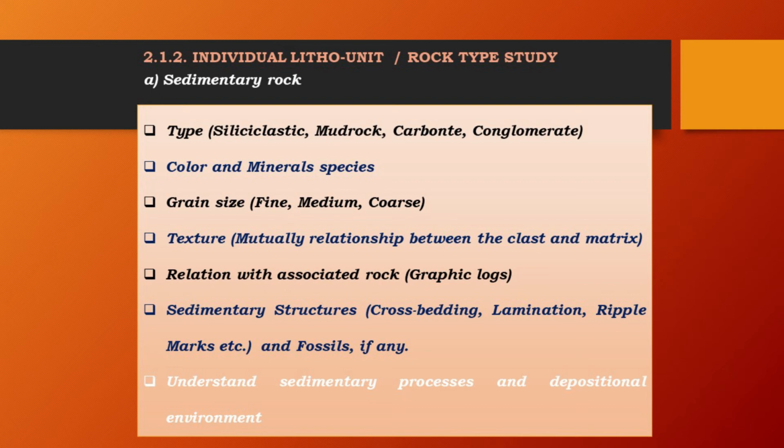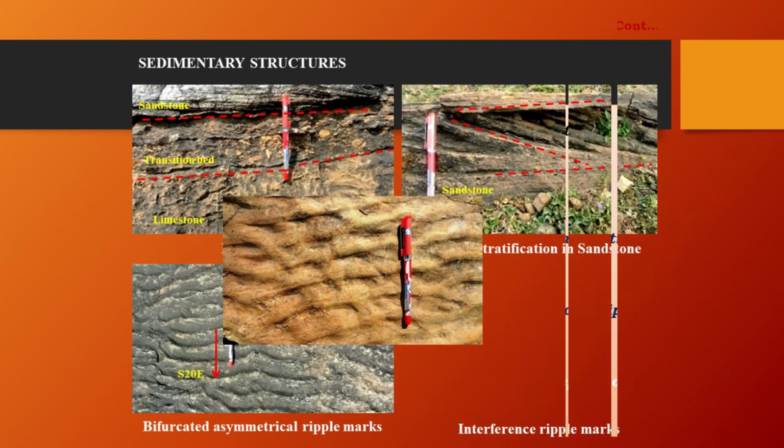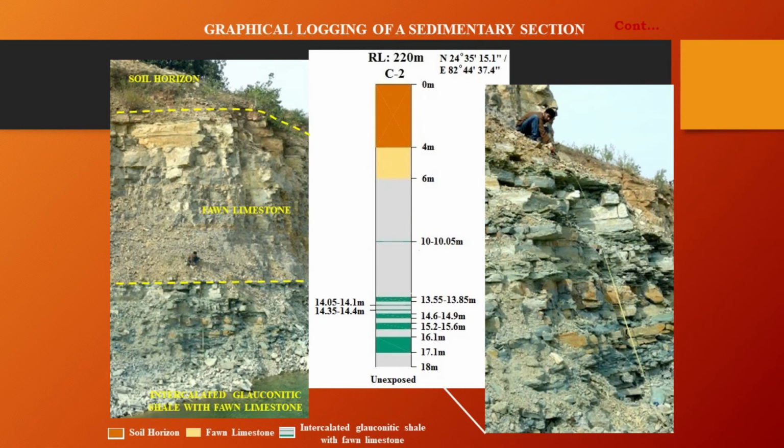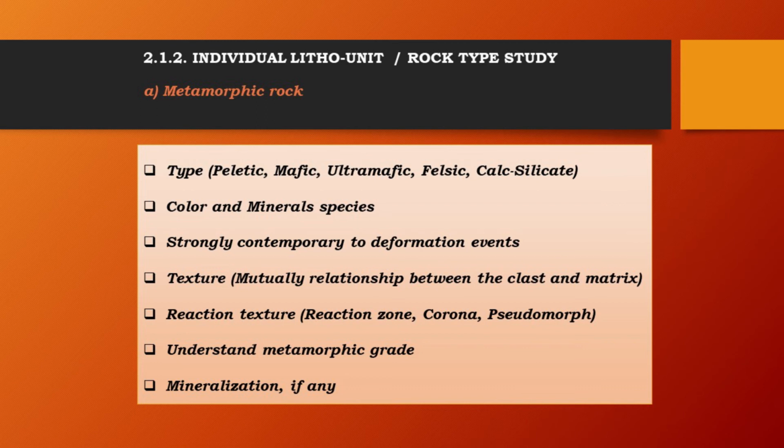And we should also see if it contains any fossils. Sedimentary rocks can be analyzed to understand the sedimentary processes and depositional environment involved. When analyzing the sedimentary rock, we can also prepare graphical logs of the sedimentary section to understand the processes and depositional environment involved. In case the rock is metamorphic, then we should observe what type of metamorphic rock it is.